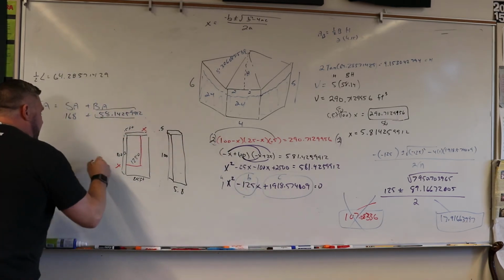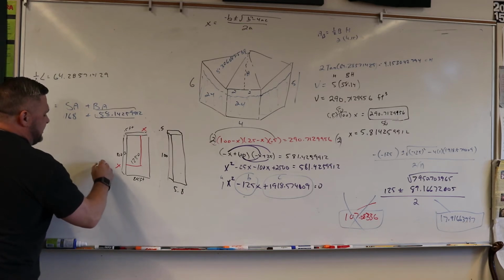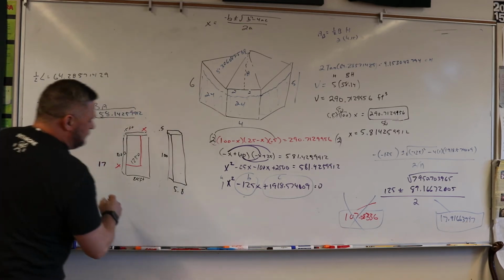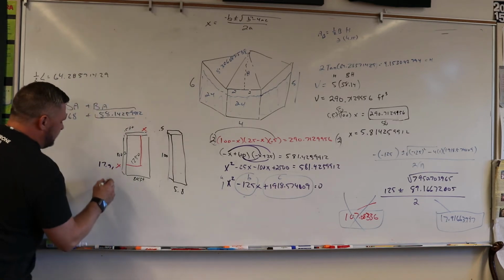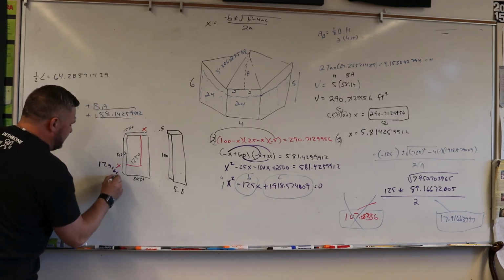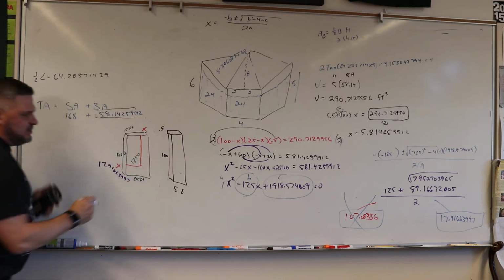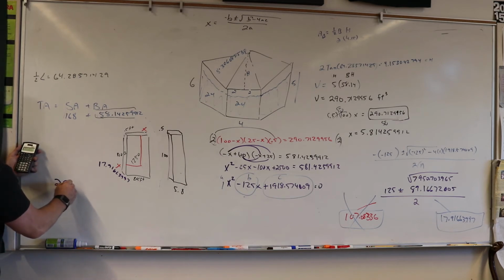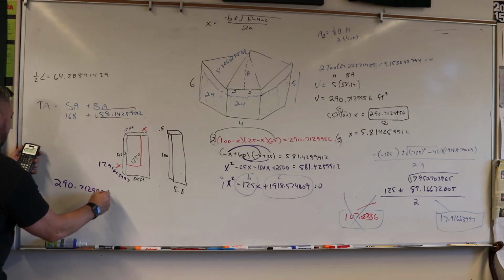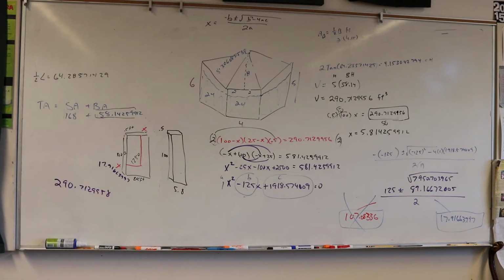So when x is 17.91663997, guess what I get? 290.712998. How close is that?